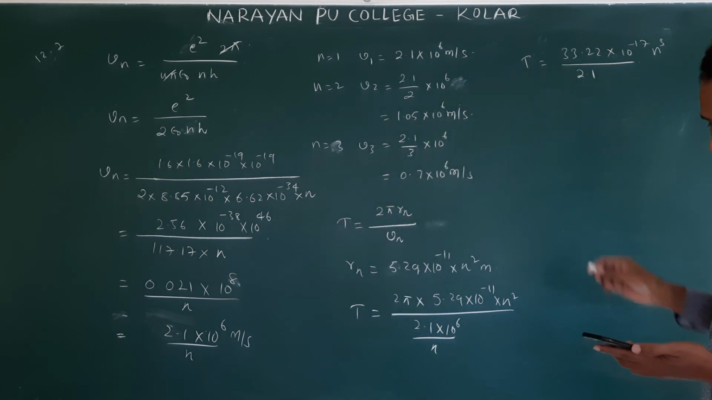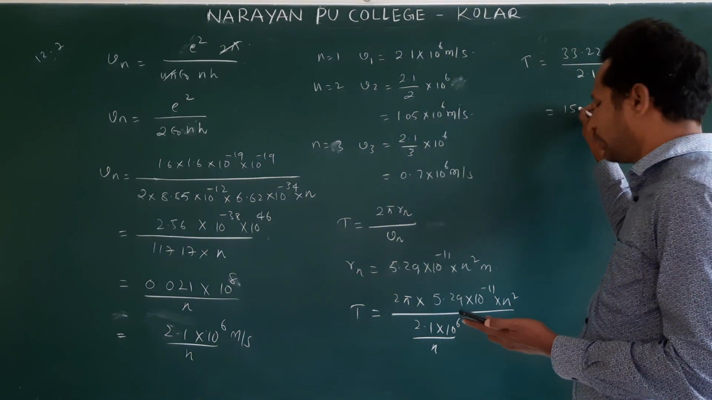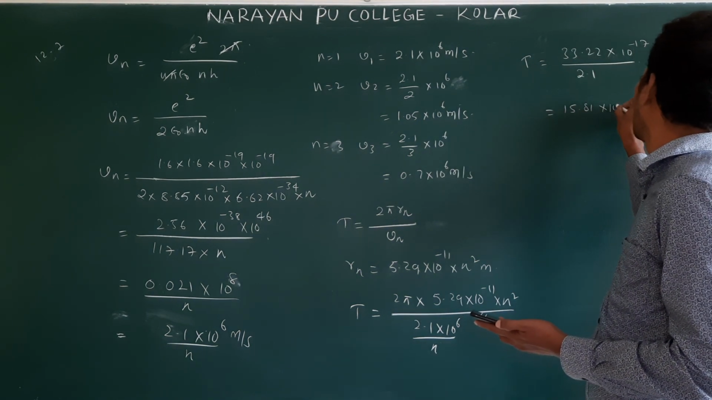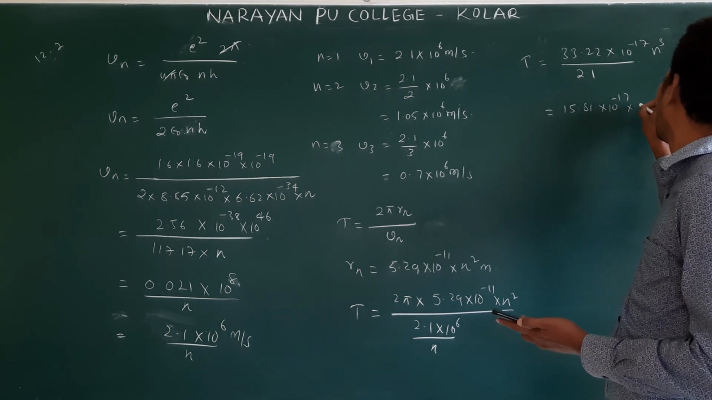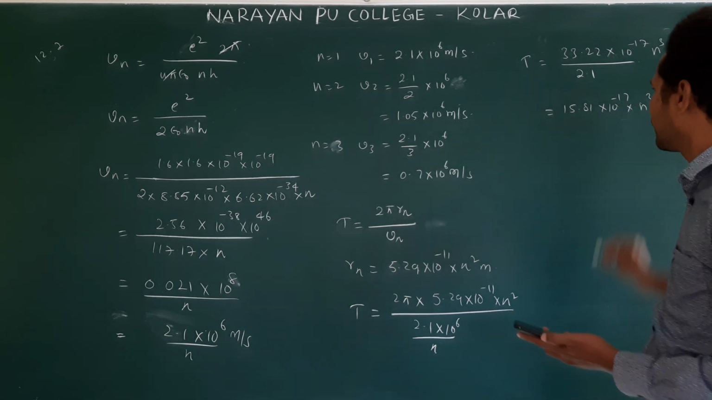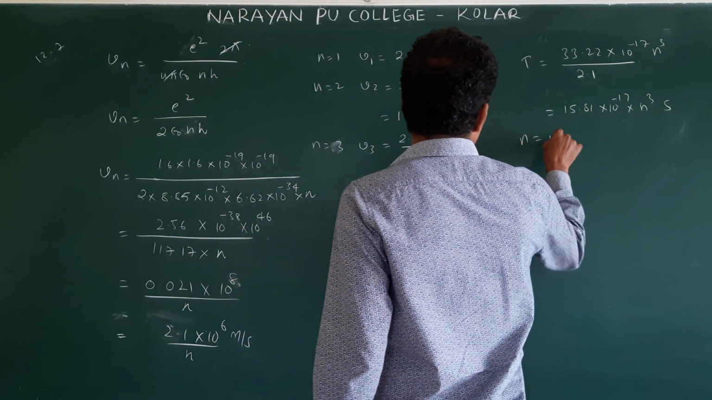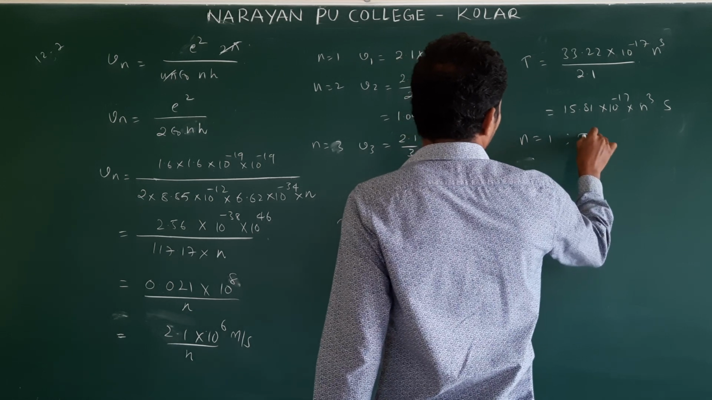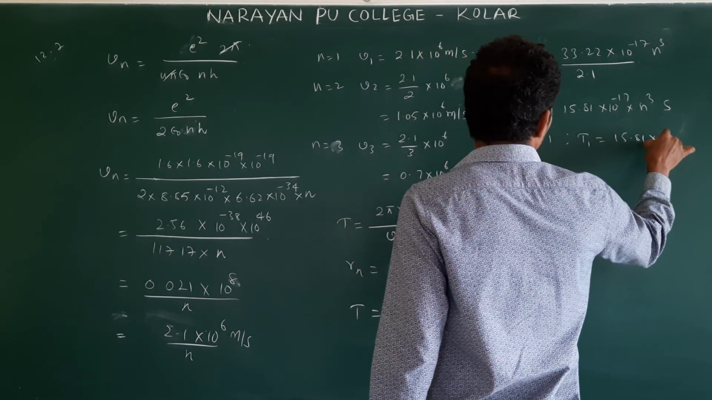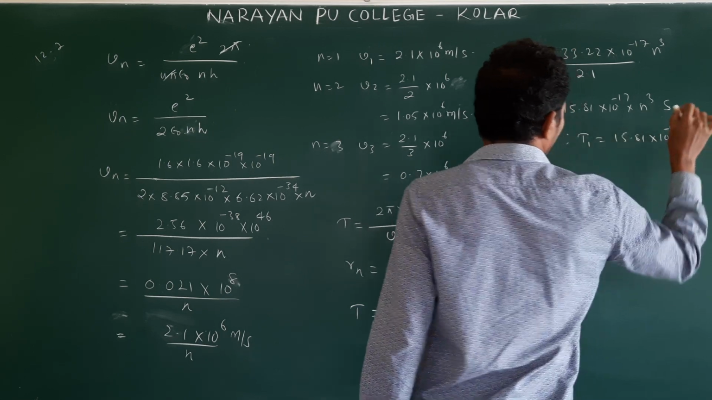2.1, right? So divided by 2.1. Divided by 2.1, it is 15.81 into 10 power minus 17 n cube seconds. n is equal to 1. Then n is equal to 1, t1 is equal to 15.81 into 10 power minus 17 seconds.